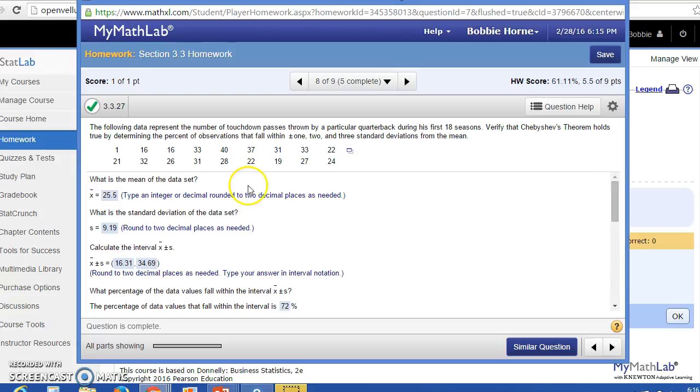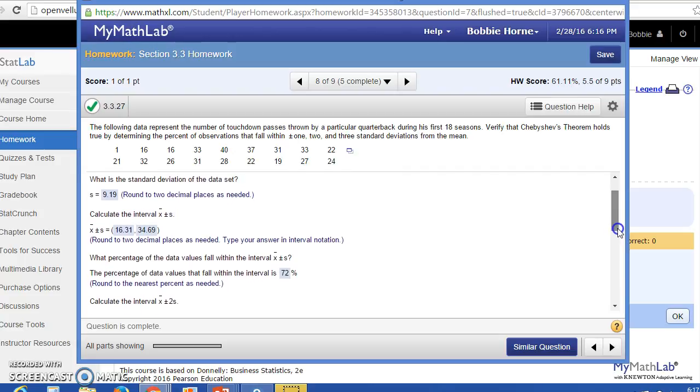Let's look at question 8. What is the mean? You can go into your StatCrunch to get the mean and the standard deviation. Since they didn't give us those values, calculate the interval x bar, which is the mean, plus or minus the standard deviation. So what we did was we took our value, which is our mean, ended up being 25.5. We added 9.19 to get our upper limit. We subtracted 9.19 to get our lower limit, since it was one standard deviation away.